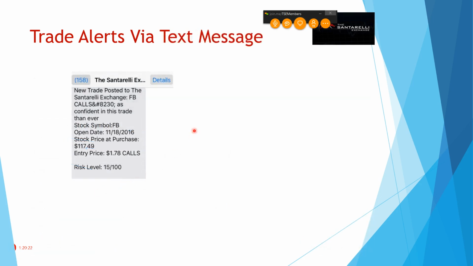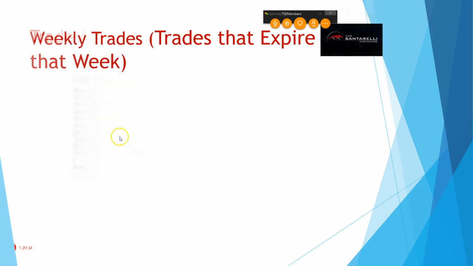So here's how the text alerts look. Like this when they come out, you'll get a text message from the Santarelli Exchange, and it'll tell you new posted trade. It's condensed. It tells you the symbol, open price, stock price.